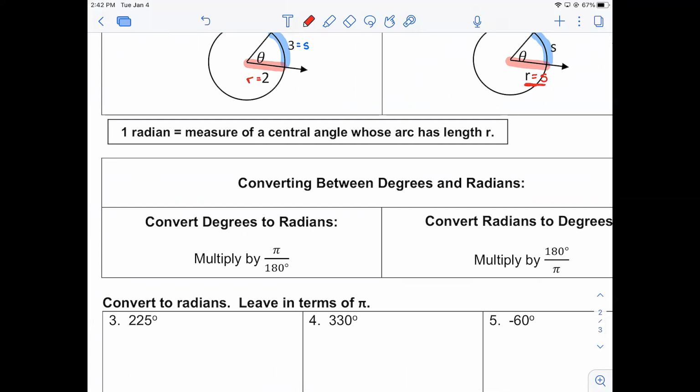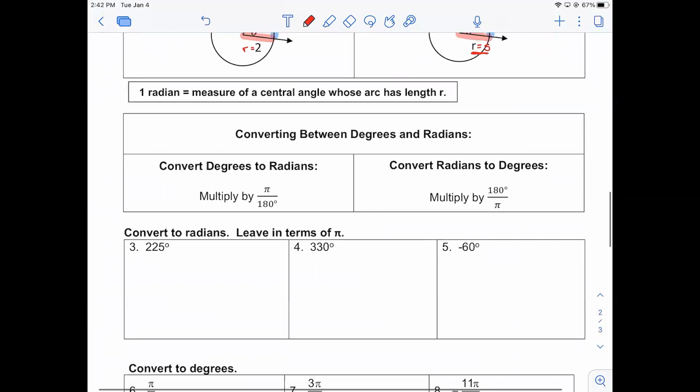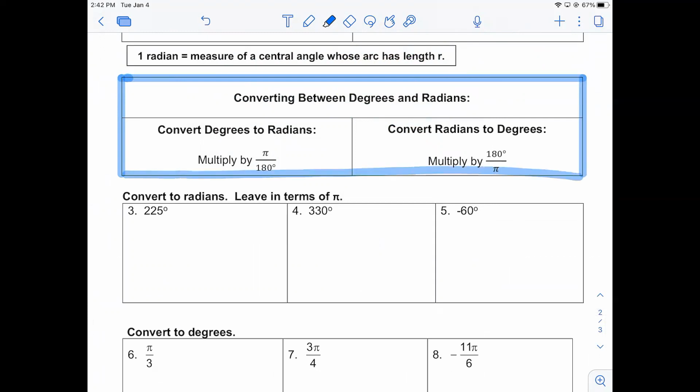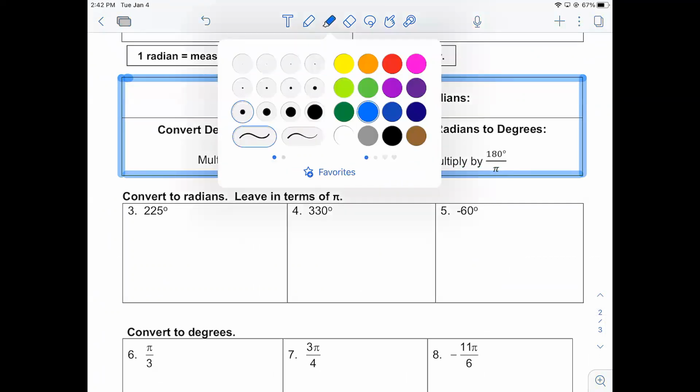Okay, so that's when R and S are the same length. Now this next little box right here, we're going to practice converting from radians to degrees and from degrees to radians. So I want you to take your pen or your pencil, whatever you're writing with right now, and put a box around this, put stars by it, highlight it, do something to make this stand out for you.